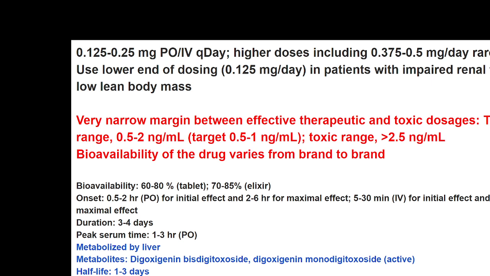Hence, once the patient's condition becomes stabilized, digoxin is usually given with a gap, in the sense that it is usually given on 6 days in a week. One day in a week is given off, so that the accumulated drug can be reduced, though it may produce a slight fluctuation in the concentration of the digoxin.